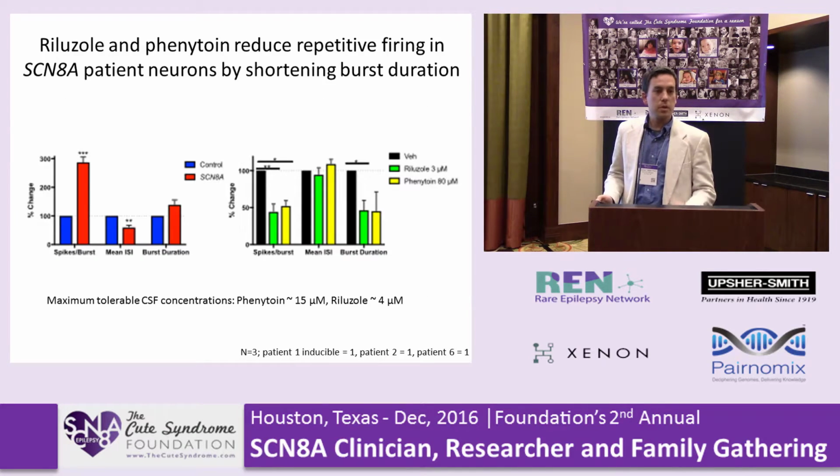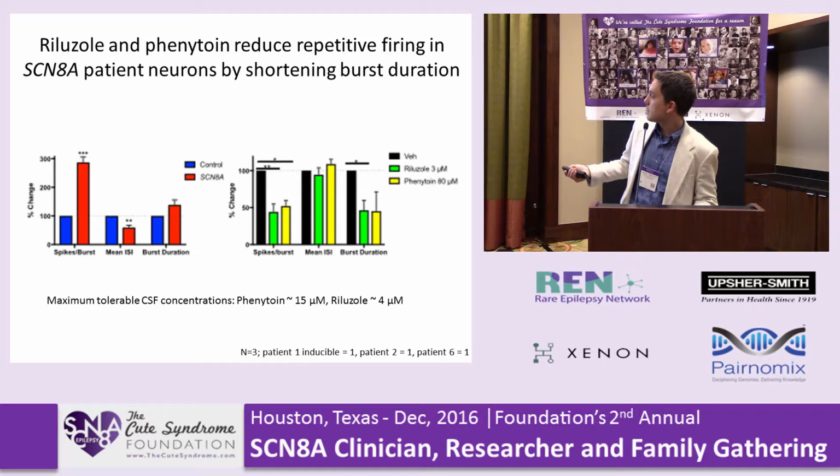So this is very preliminary so far, but we've been able to test what the effects of this drug and phenytoin are on the activity in the patient cells. On the right, this is just to remind you of the phenotypes that we saw. But you'll see that there's a reduction with both of these drugs in the number of spikes per burst, and this is due to a shortening of the burst duration.